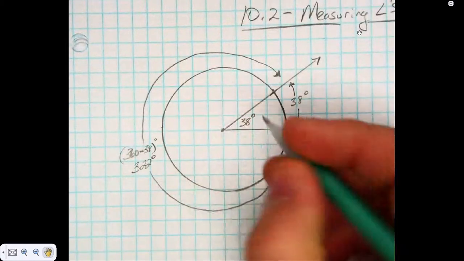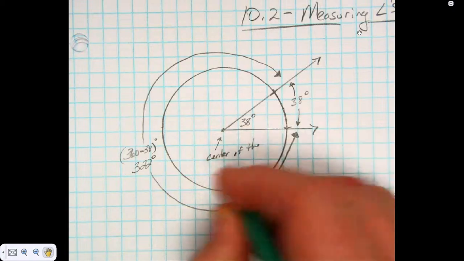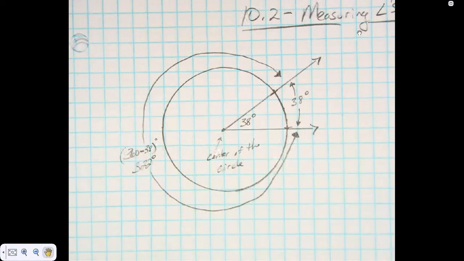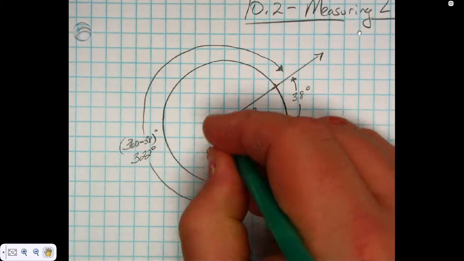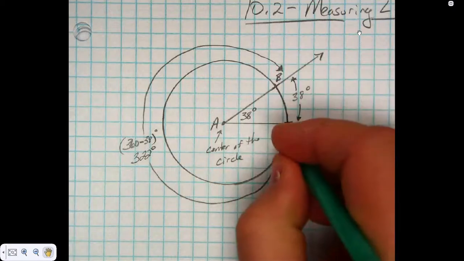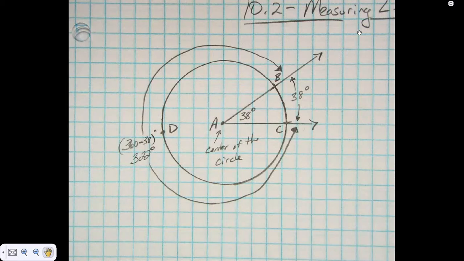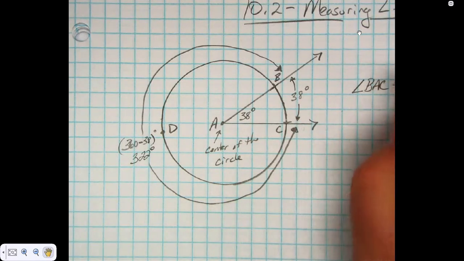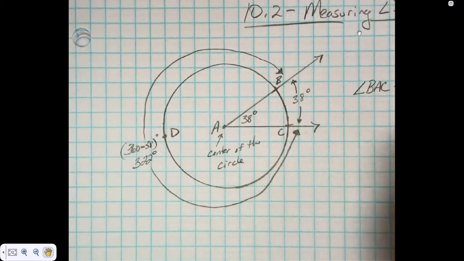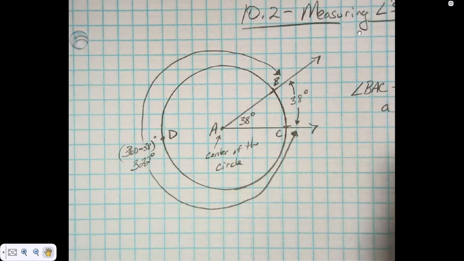What is this right here? This is the center of the what? Circle? Would everyone agree with that? So that's the center of the circle. We'll call it A. We'll call this B, call this C, and then up here I'm going to put a D. It turns out that angle BAC is called a central angle.